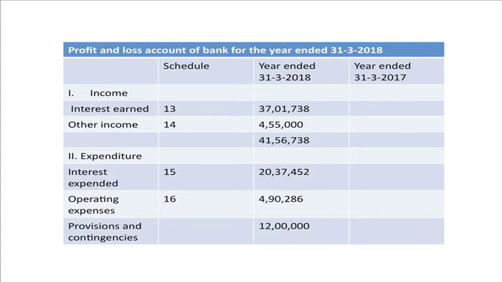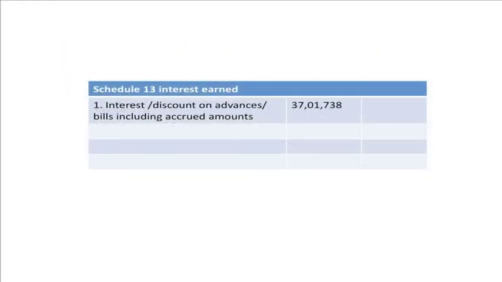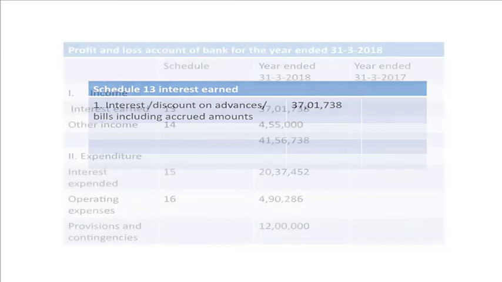So, under column 1 incomes are given. Under income there are two schedules, interest earned on schedule number 13 and other incomes schedule number 14. Under expenditure we are having interest expended, schedule 15, and operating expenses, schedule number 16, and then we are having provisions and contingencies, which will be reflected at the end to ascertain profit. So, under the first schedule, income, there is interest earned, schedule 13. We have calculated in our working note number 1 this figure of 37,01,738 and we will put it as such.